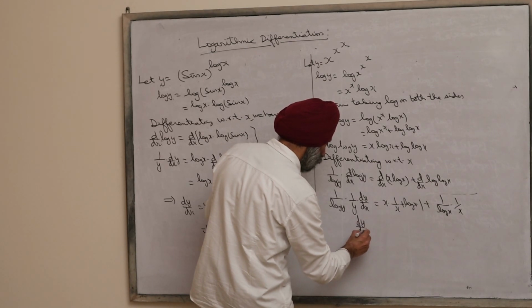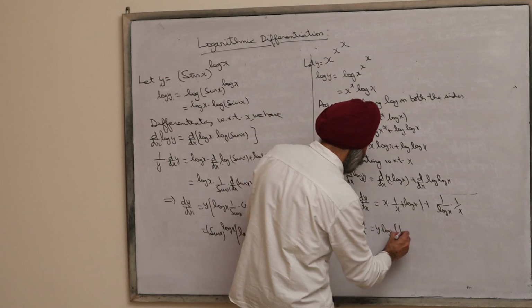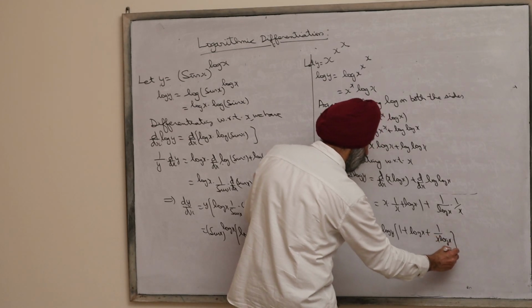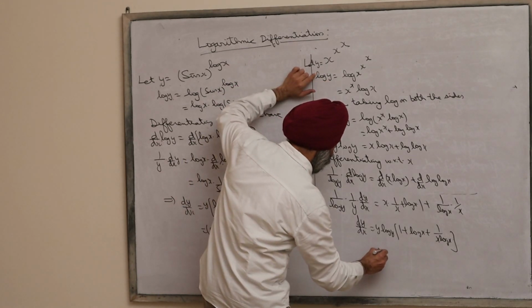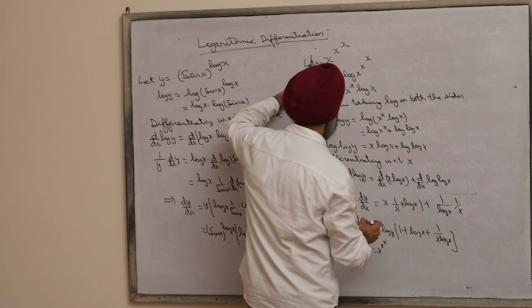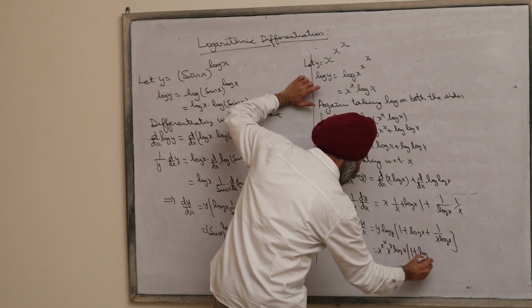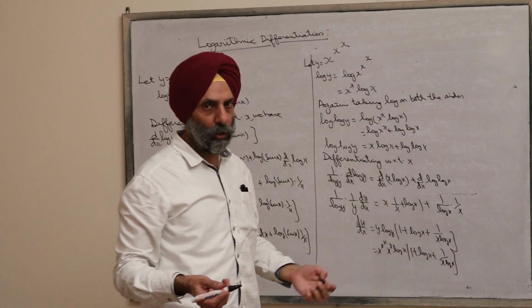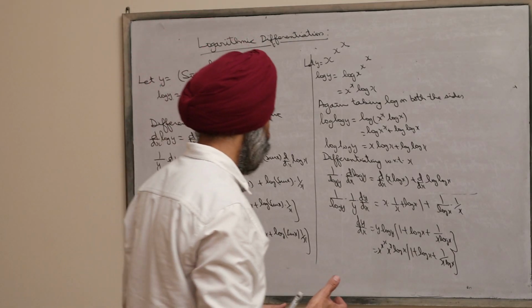So what is that? dy over dx is equal to y into log y into 1 plus log x plus 1 over x log x. So what is y here? y is x raised to power x raised to power x. What is log y? It is x raised to power x log x. So the answer is y into x raised to power x log x into 1 plus log x, plus 1 over x log x. So this question was a little bit different from your previous questions.